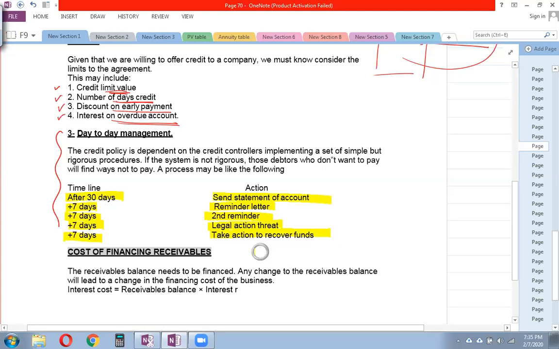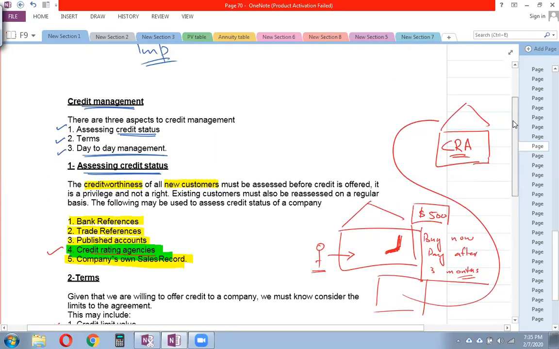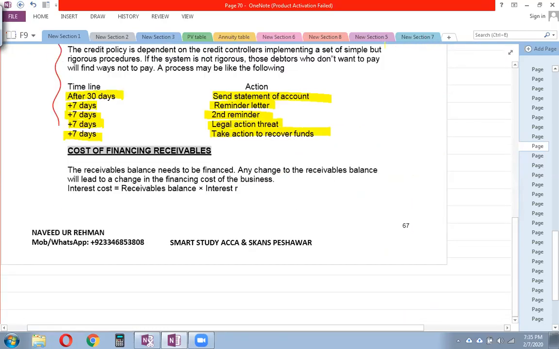Or maybe you will not do anything, because taking legal action will be a big cost as well, right? So you have to assess everything, right? So day-to-day management, terms, and assessing the credit status.